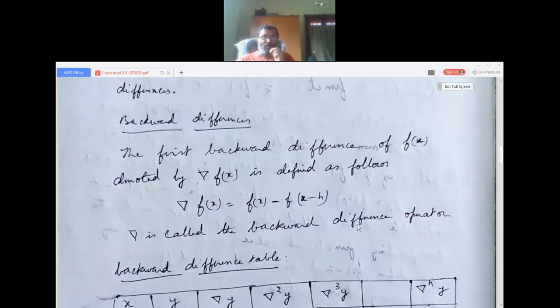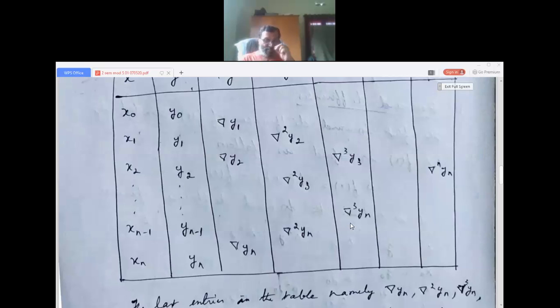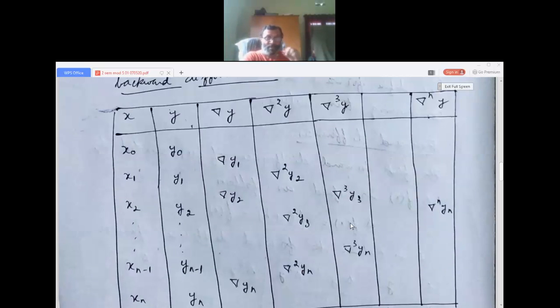Now we write the backward difference table. This is just the theory. Theory will not come in the exam. In the exam, you will have only numerical problems, not the theory part.